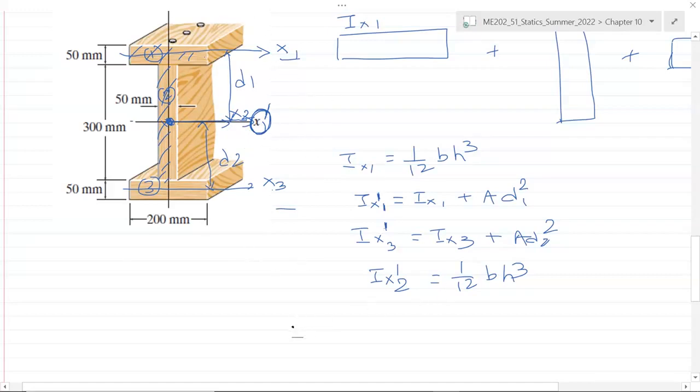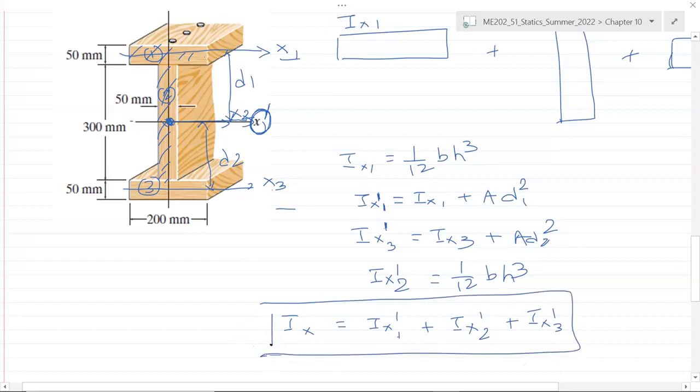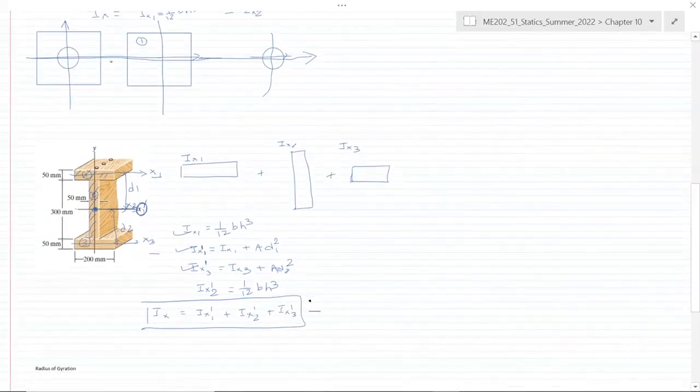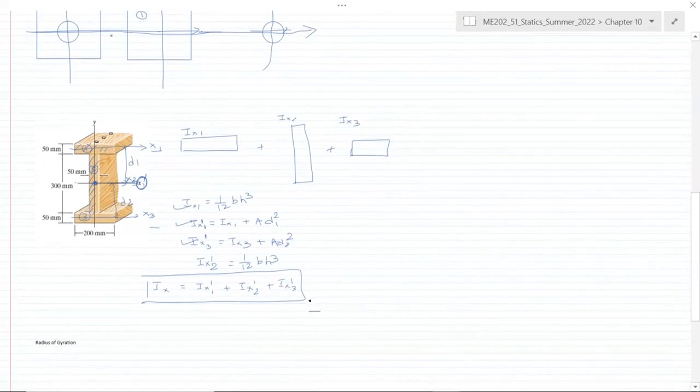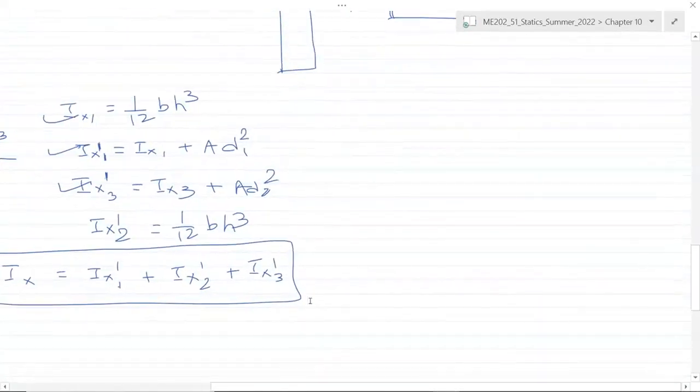So now the total moment of inertia of the section is Ix1 dash plus Ix2 dash plus Ix3 dash, and that gives us the overall moment of inertia. So we cannot simply add Ix1 and Ix3 with the middle portion, but we have to apply the parallel axis theorem. So we need to do these two more steps and then substitute their values into the final equation to get the moment of inertia of the shape. We will do one problem in the next video, so that will make everything very clear.